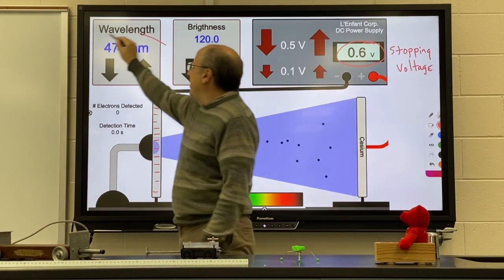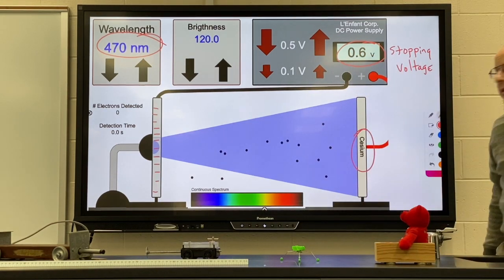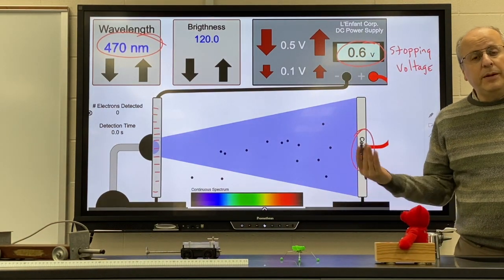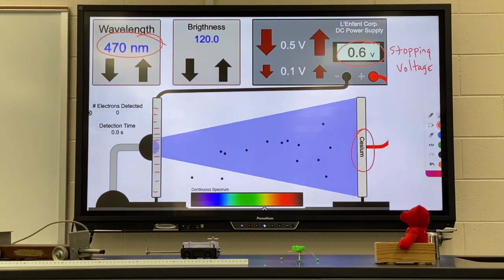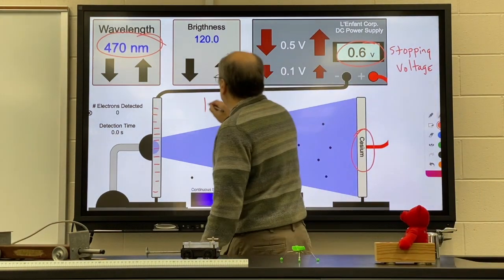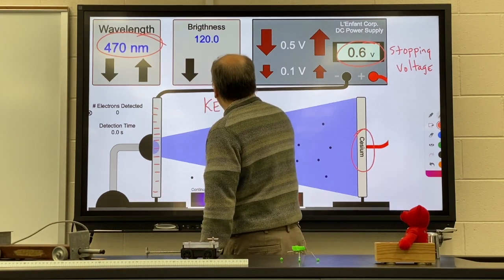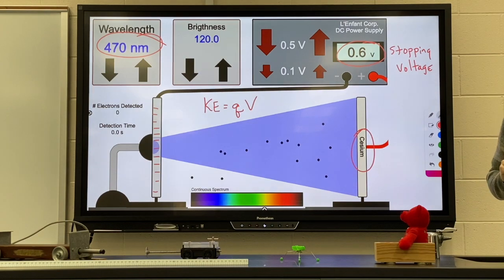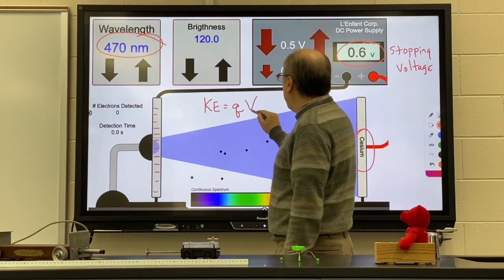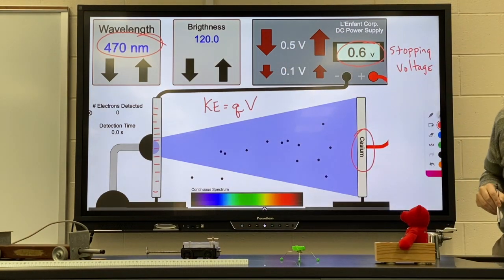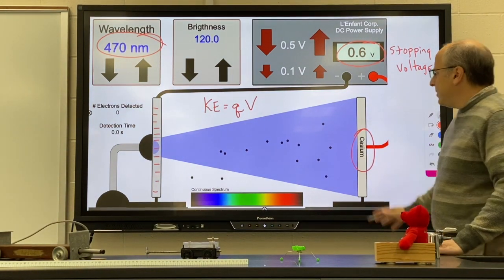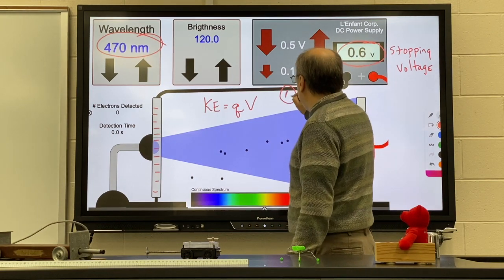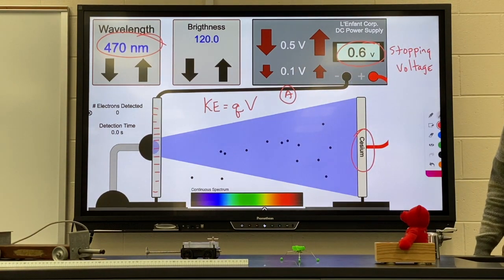For this wavelength and this material, the stopping voltage seemed to be somewhere between 0.5 and 0.6 volts. Scientists use that stopping voltage to determine the kinetic energy of the electrons when they're ejected from the cesium. So this is the charge of the electron, and that is the voltage that it took to stop it. Remember, how do we know when the electrons stop? We watch the current meter, and when the current reaches 0, we know we stop the flow of electrons through the circuit.